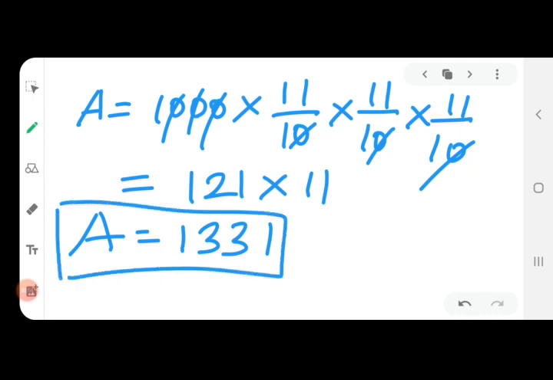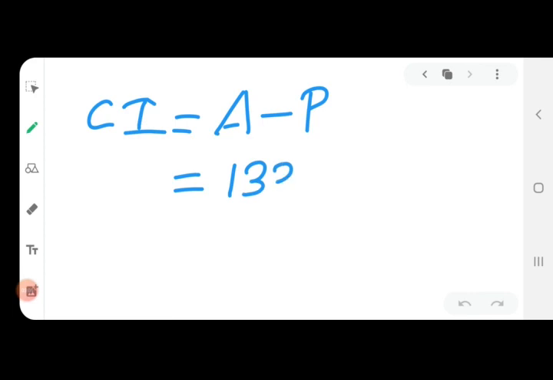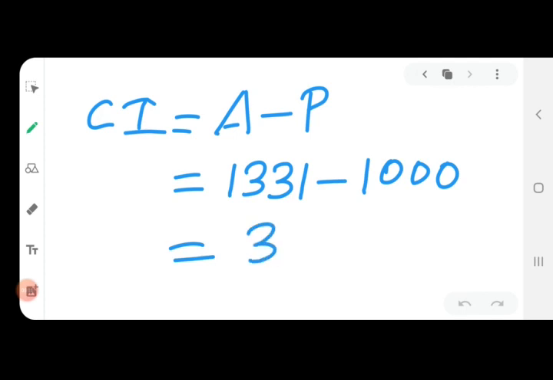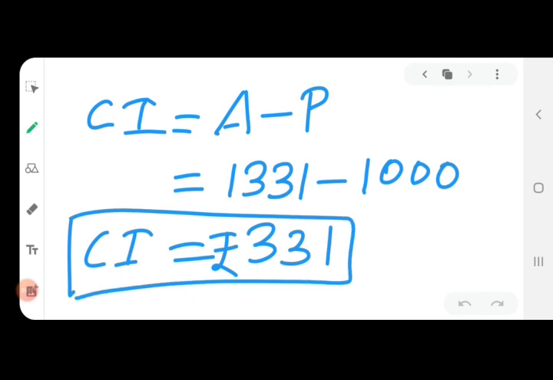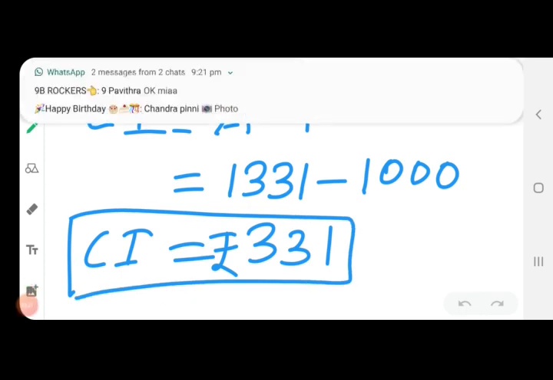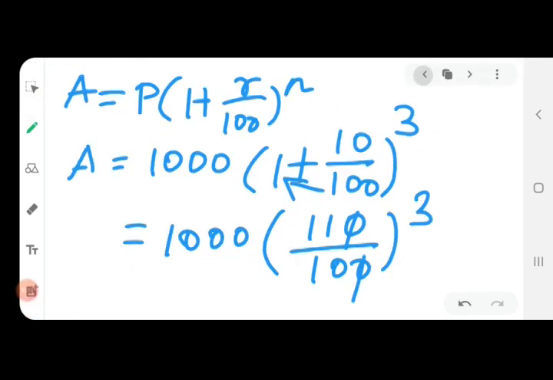Okay. Now what we need actually? We need compound interest. We know the formula. Compound interest equal to amount minus principal. Our amount is 1331 minus our principal value is 1000 rupees. So 1331 minus 1000 equal to rupees 331. So finally we got our compound interest, that is 331. So once again I revise this question.